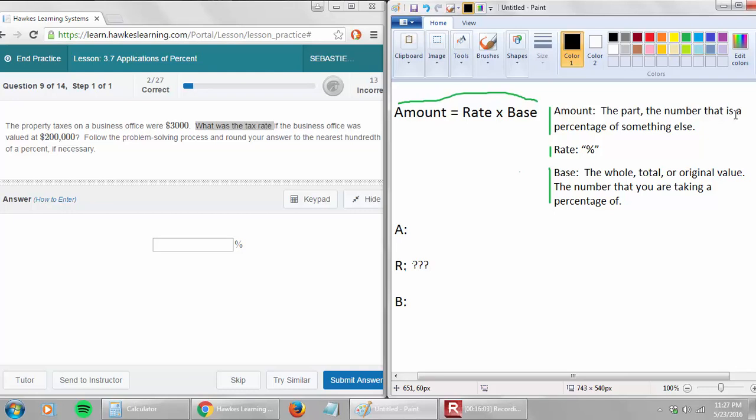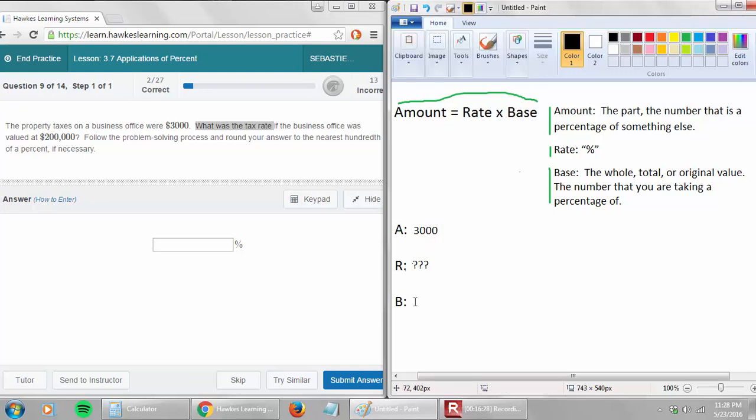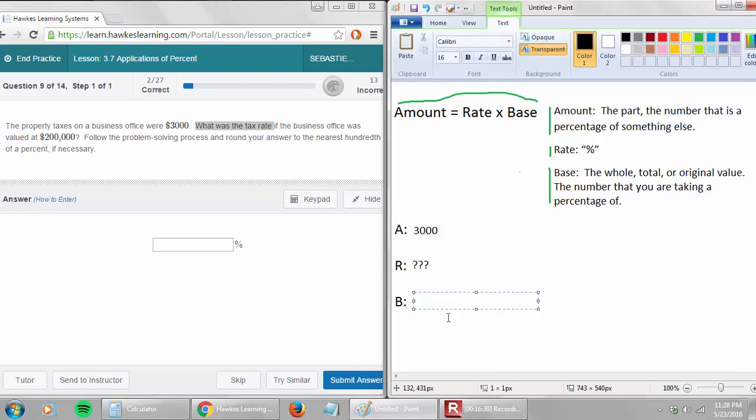Okay, if you said that the 3,000 was the amount, you were correct. The taxes are always going to be part of the total cost of something. You wouldn't pay more than the total cost typically, or you wouldn't think of the cost of something as being part of your taxes. That doesn't quite really make sense. So in this case, my taxes, the $3,000, are going to be the amount. That's the thing that's a percentage of my total cost of the business, which was $200,000.